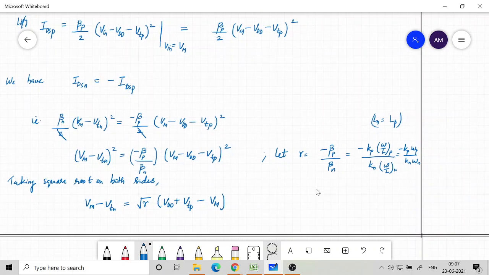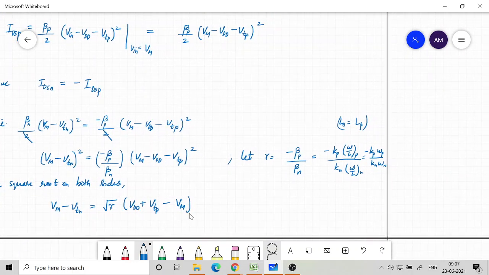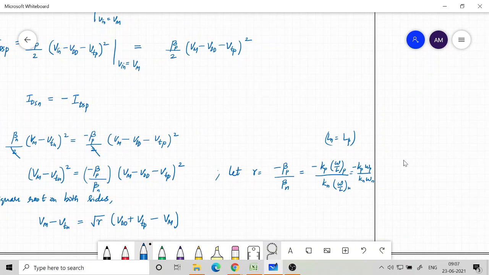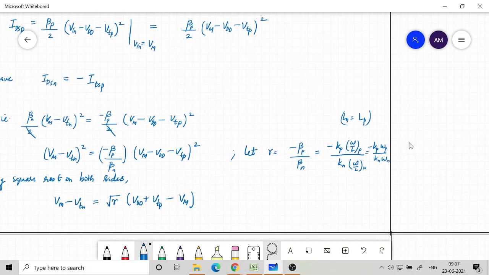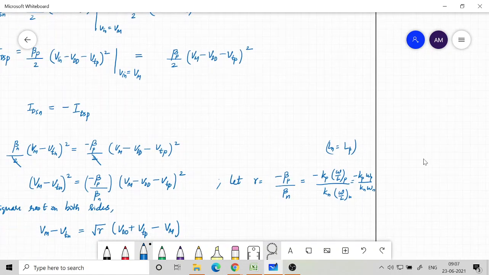Okay, so now this is the equation we finally get. Now Vm is there on both sides, so let us bring the Vm on the right hand side to the left hand side and shift Vtn to the other side. So it will become Vm into 1 plus root R.